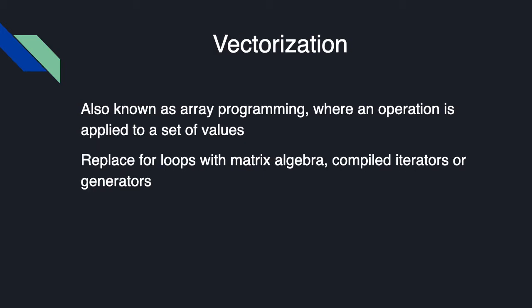The first technique to speed up our program is called vectorization. It is also known as array programming, where an operation such as addition or multiplication is applied to a set of values. It replaces for loops with matrix algebra, compiled iterators, or generators.